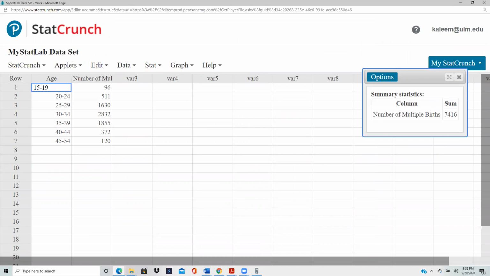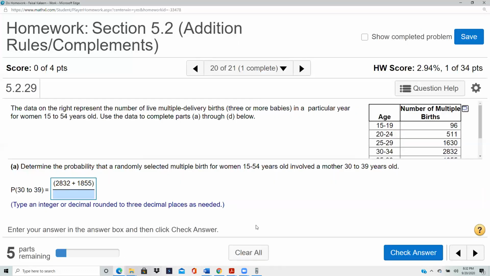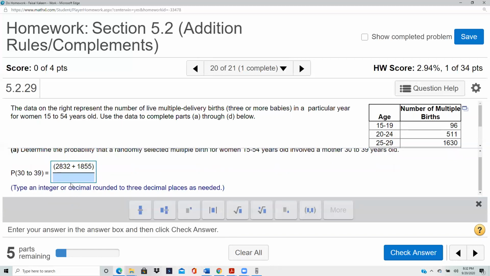So now I go back. 2832 plus 1855, divided by 7416. So that's 0.632.